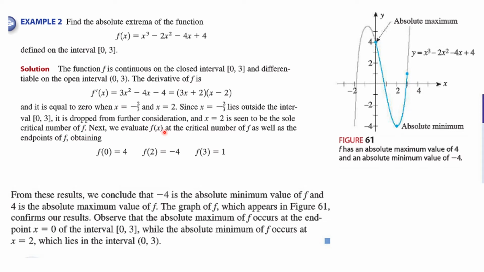Then we're going to evaluate f of x at the 3 point, at the 0 point, and at the 2 point. We get these numbers, and from these results we conclude that minus 4 is the absolute minimum value of f, and 4 is the absolute maximum value of f. And you can see that these happen at (0, 4) and (2, -4). And if you look at the picture, you can see (0, 4) is the highest point, and (2, -4) is the lowest point on that interval going from 0 to 3.